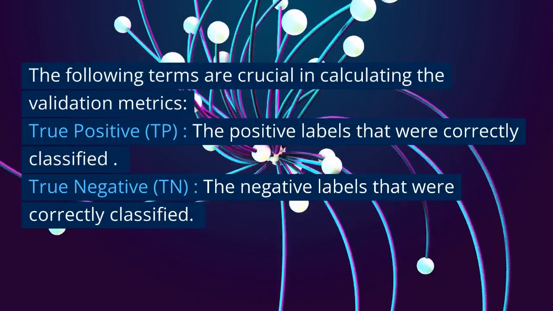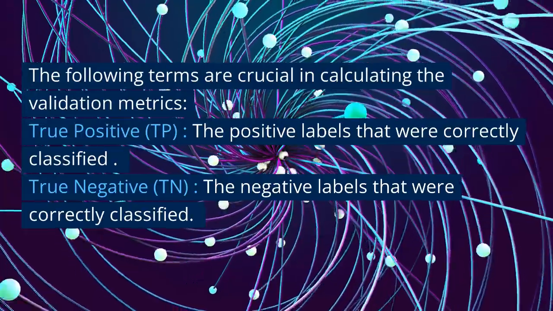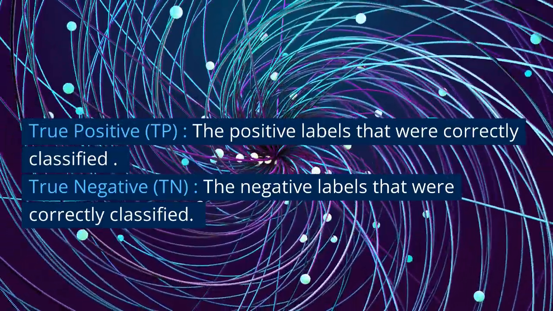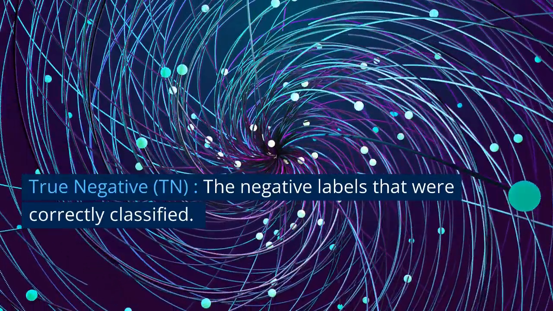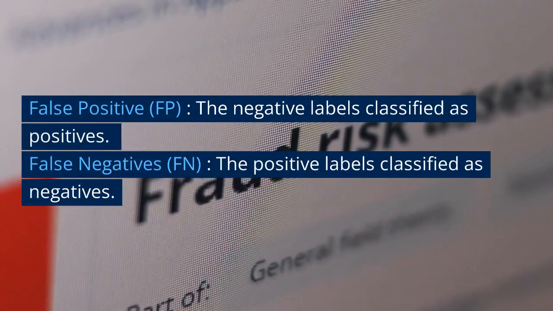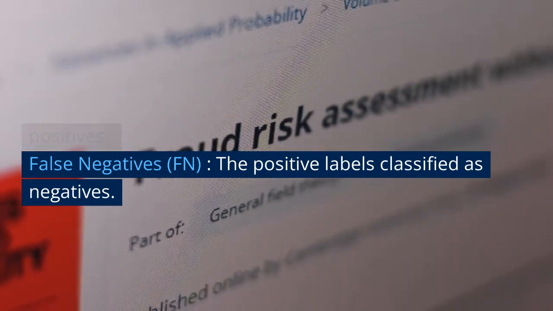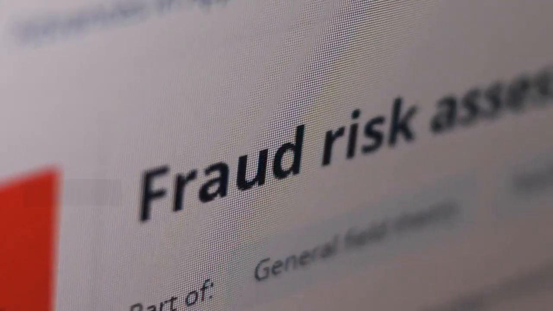The following terms are crucial in calculating the validation matrix. True positive, the positive labels that were correctly classified. True negative, the negative labels that were correctly classified. False positive, the negative labels classified as positives. False negatives, the positive labels classified as negatives.